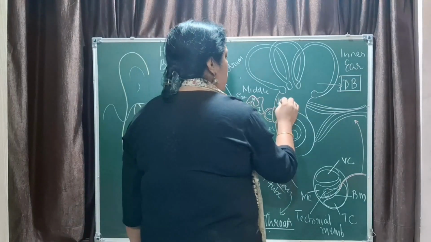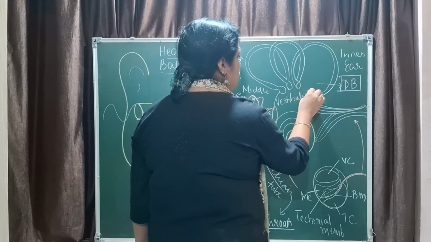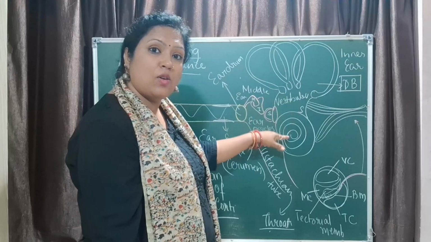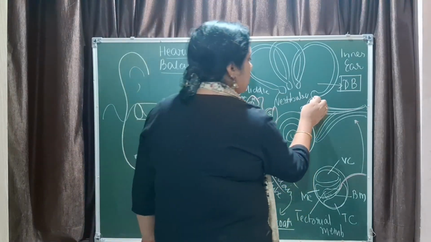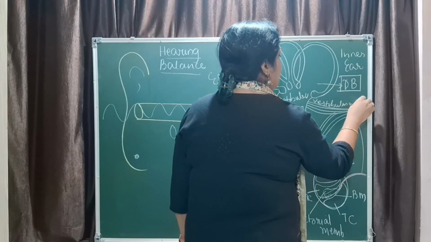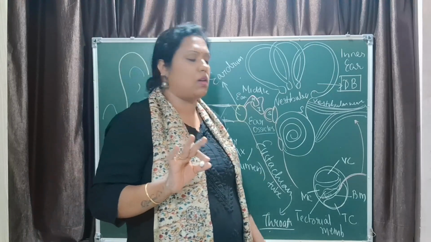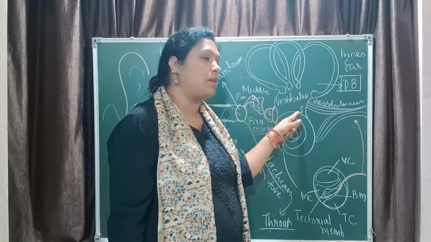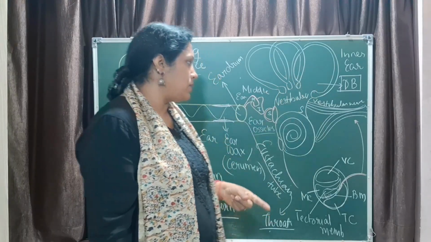This part is called the vestibule. The vestibule has two components, utriculus and sacculus. Utriculus and sacculus are responsible for static balance. There is a vestibular nerve connected to your brain, which helps in finding out whether you are balanced or not. So utriculus and sacculus are responsible for static balance, and the ampulla of the semicircular canal is responsible for dynamic balance.